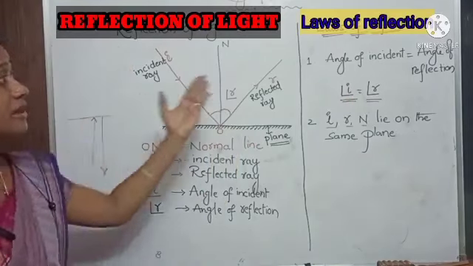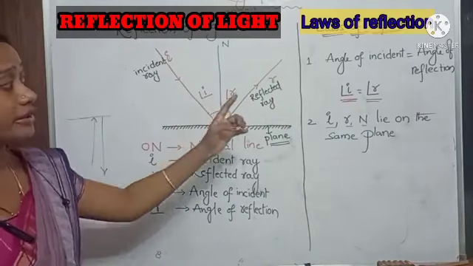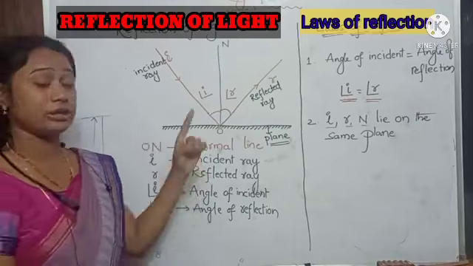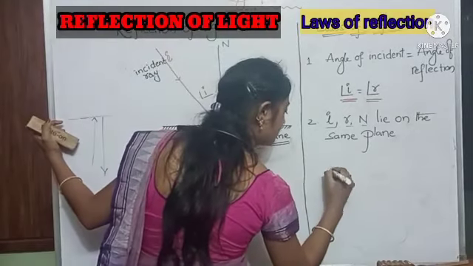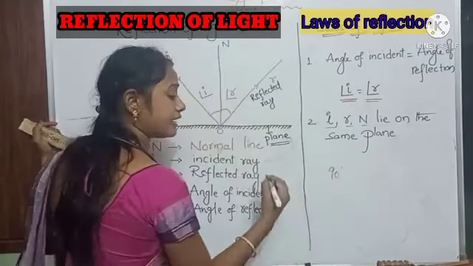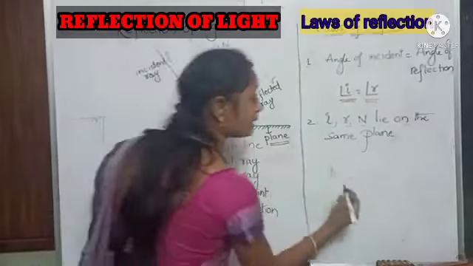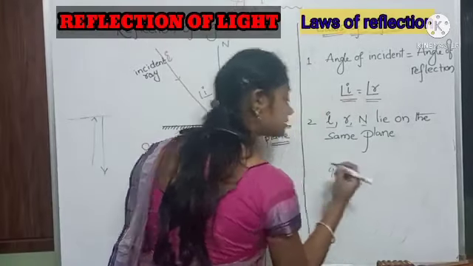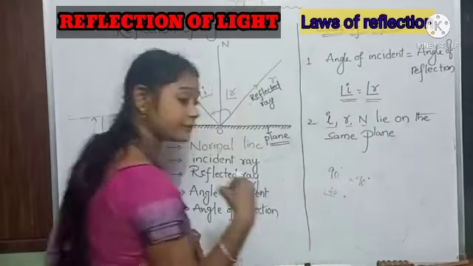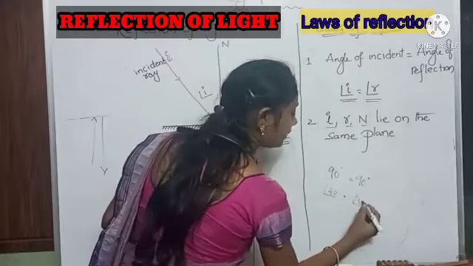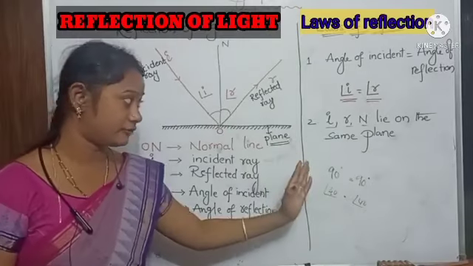Here the main concept is the law of reflection. There are two laws in this one. First, the angle of incidence is equal to the angle of reflection. That means, suppose the incident angle is 90 degrees, then what may be the reflected angle? The reflected angle will also be 90 degrees. If the incident angle is 40 degrees, the reflected angle will also be 40 degrees. This means the angle of incidence is equal to the angle of reflection.